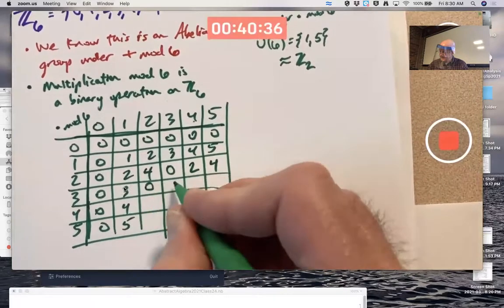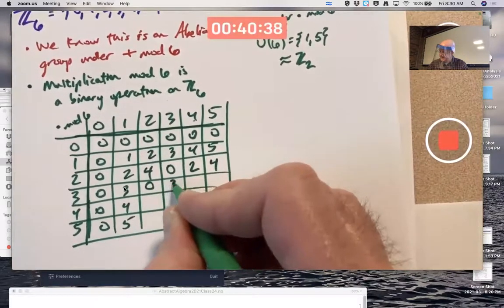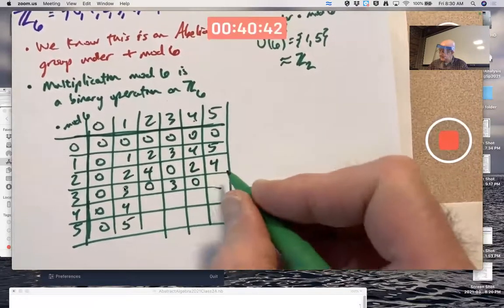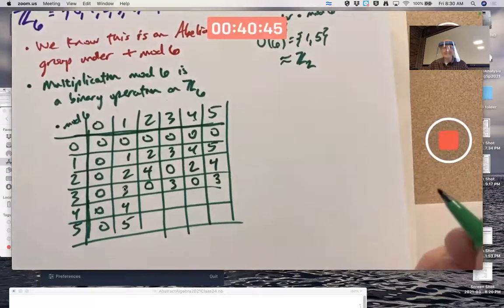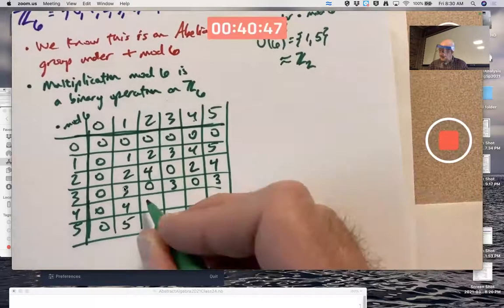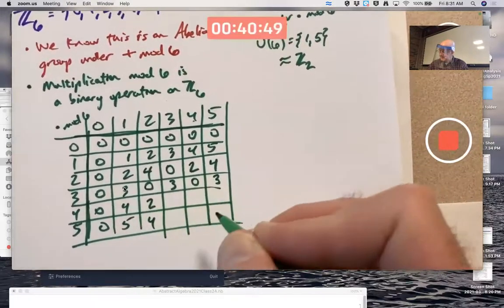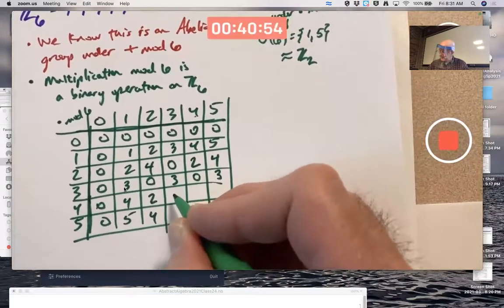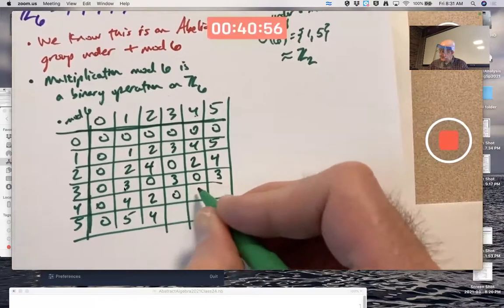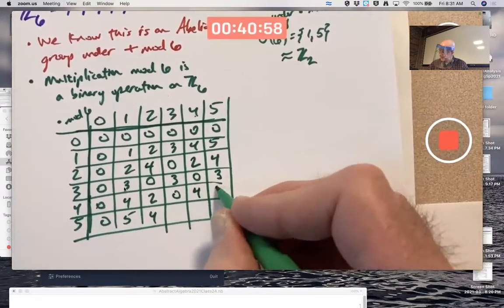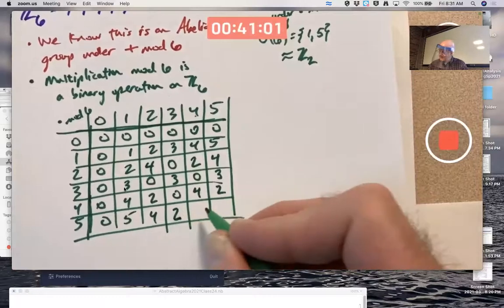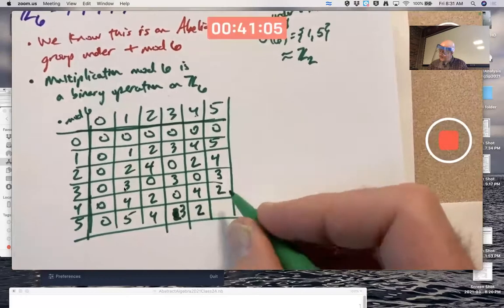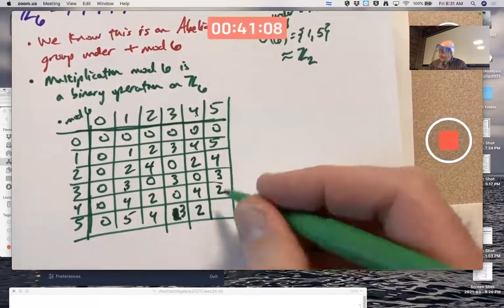3 times 2 is 6, mod 6 is 0. 3 times 3 is 9, mod 6 is 3. 3 times 4 is 12, mod 6 is 0. 3 times 5 is 15, mod 6 is 3. I can quickly fill in these things too. It is commutative under multiplication. 4 times 3 is 12, mod 6 is 0, then 4, then 2, 2 there. Nope, excuse me, 3 here. 2 there, 5 times 5 is 25, mod 6 is 1.